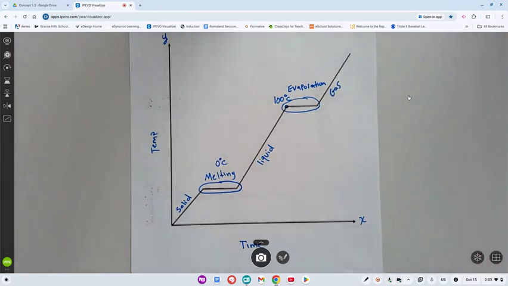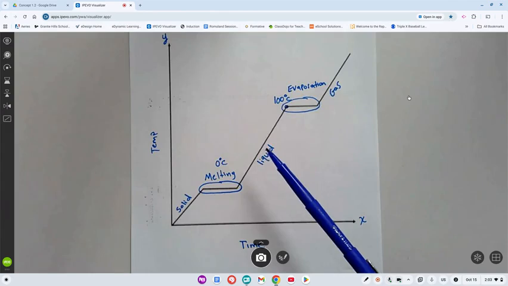Okay, so again, we start off as a solid. We go to a liquid, right? To go from solid to liquid, that's called melting. That happens at 0 degrees Celsius. Then, once all those forces are broken down and there's no more ice, it goes to a liquid.